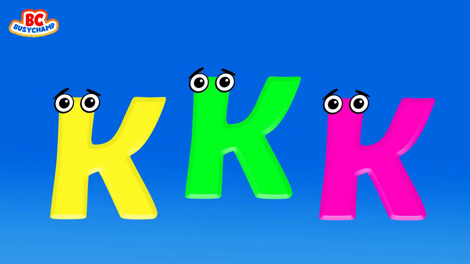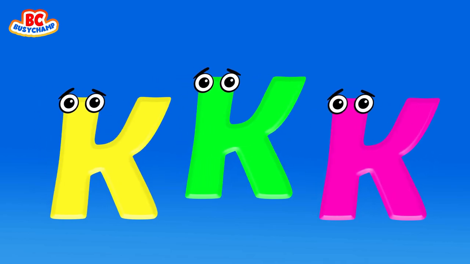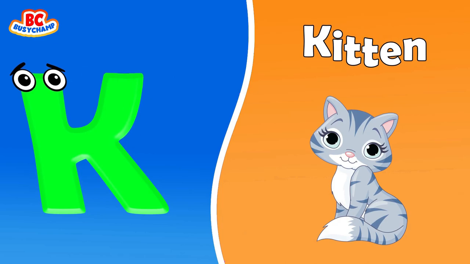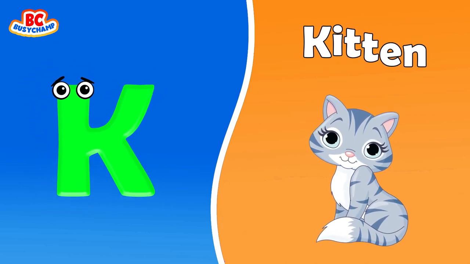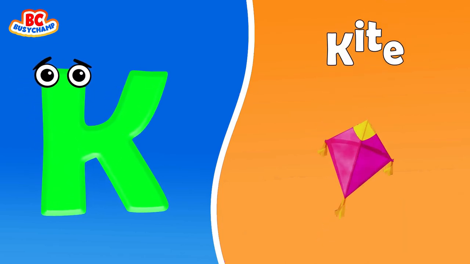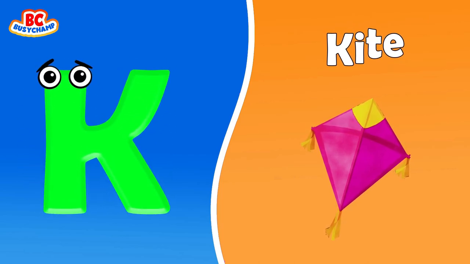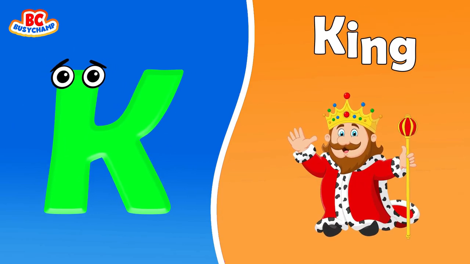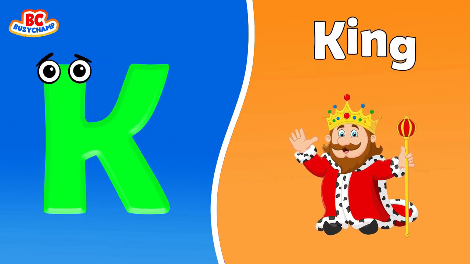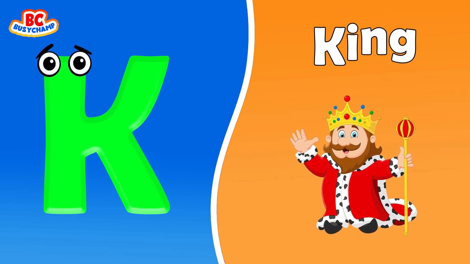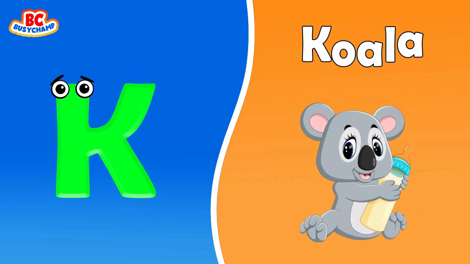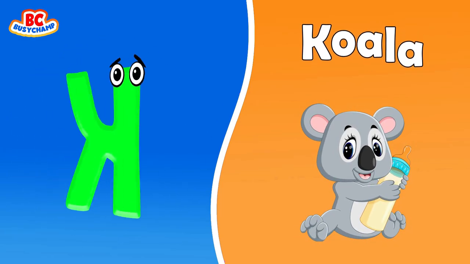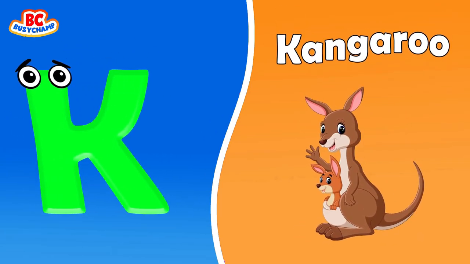Here comes the letter K. K for kitten, K, K, kitten. K for kite, K, K, kite. K for king, K, K, king. K for koala, K, K, koala. K for kangaroo, K, K, kangaroo.